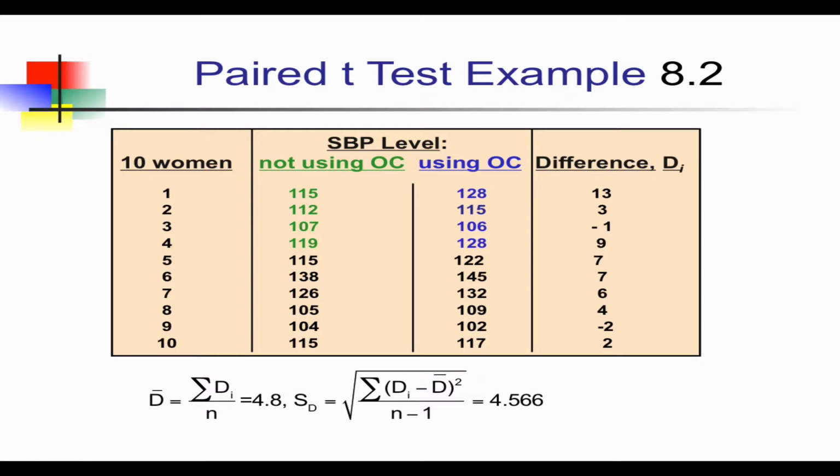So suppose we put some numbers in our example. We have 10 pairs. We have 10 women, and sample size equals to 10, and each one gave you a before and after. And we take the difference. So this is our data. So in that case, we estimate d bar, which is the mean difference, is the average of the D column. The average of this column, which is 4.8. And then we estimate the standard deviation of the difference is by this formula, which is 4.56. Okay?